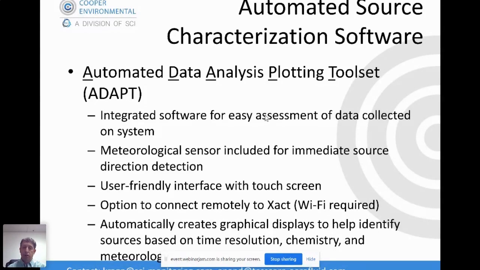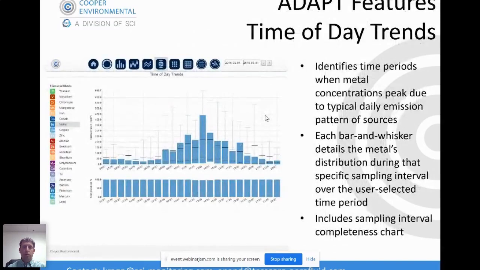It has a very user-friendly interface, and it creates graphical displays that help you as a user identify sources based on their time resolution, their chemistry, and the meteorology of the area. We'll show some portions of that software in the next couple slides. This one is from the time of day trends feature on ADAPT. There are a number of other features as well, but we're going to look at about 4 of them.